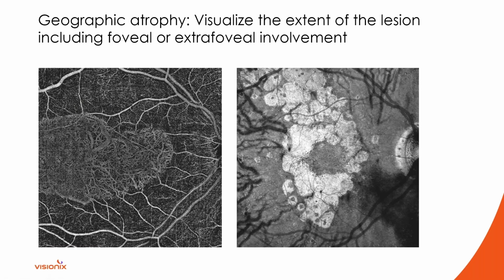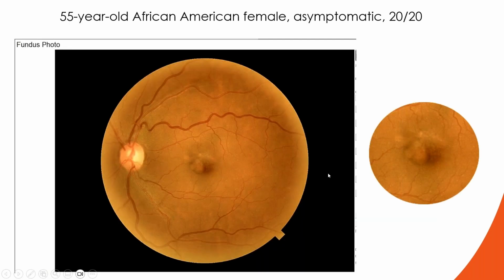So this is a nice example here of actually dead tissue, right? What we're visualizing here is down to the choriocapillaris. We're visualizing an area where the RPE and retina have been stripped off from this atrophic process. And here's an example of an en face cut right next to it.